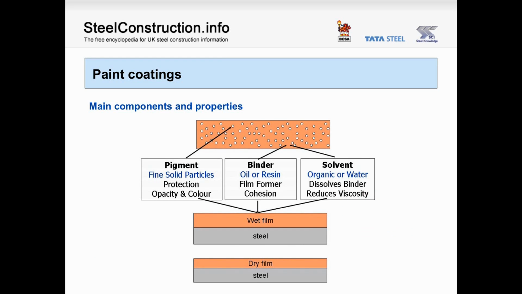Looking at the main components in combination, paints are applied to a steel surface by many methods, but in all cases produce a wet film. The thickness of the wet film can be measured before the solvent evaporates. As the solvent evaporates, film formation occurs, leaving the binder and pigment on the surface as a dry film. The thickness of the dry film can then be measured.